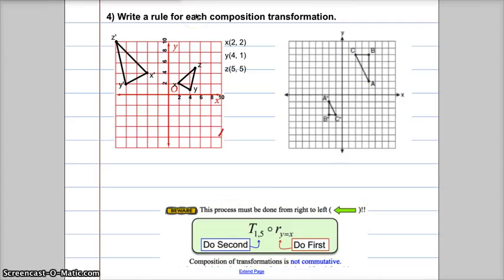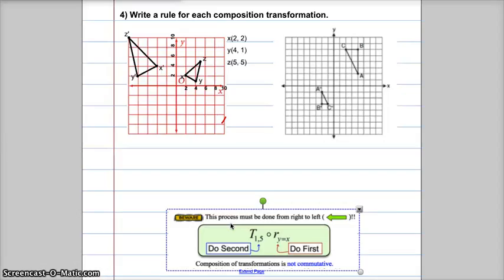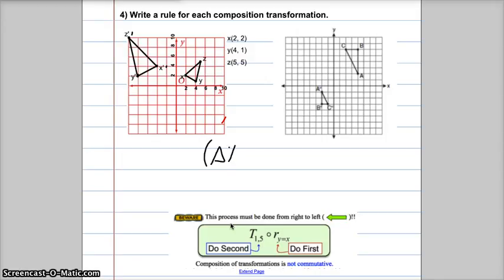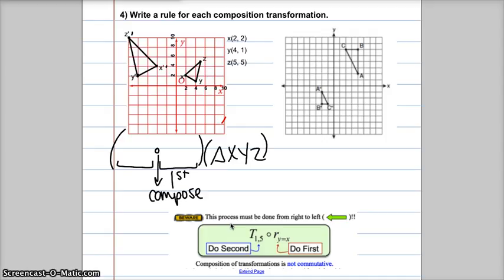All right, writing a rule for each composition transformation. So for the first one, we've got two triangles. We have triangle XYZ, and this should be triangle X double prime, Y double prime, and Z double prime. So I want to know, what can you do to triangle XYZ in order to get it onto XYZ double prime? So the first thing that you do to the triangle is going to go here. This open circle is the symbol for composition. It's not a multiplication symbol, it's an open circle. I'm just kind of telling you to do this one and then do the other one.